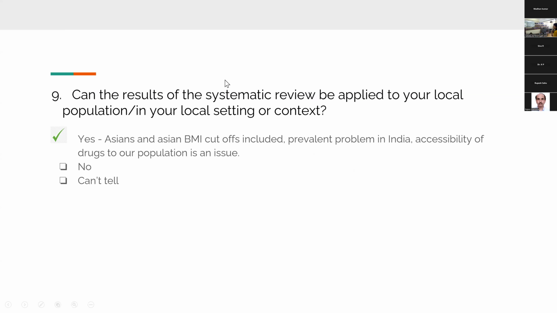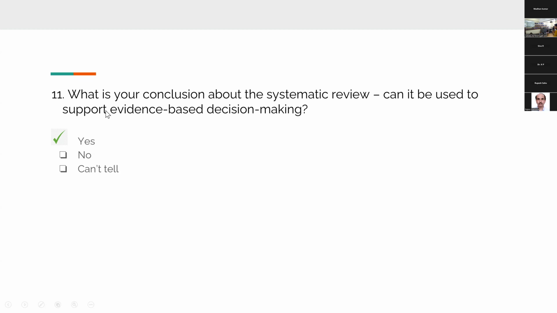Are they relevant locally? Yes, the results of the systematic review can be applied to your local population. I felt that because they had taken Asians and Asian BMI cutoffs also, and because this is a prevalent problem in India, but accessibility to these drugs is an issue in India. So, can it be used to support evidence-based decision making? Yes, we can use this trial.